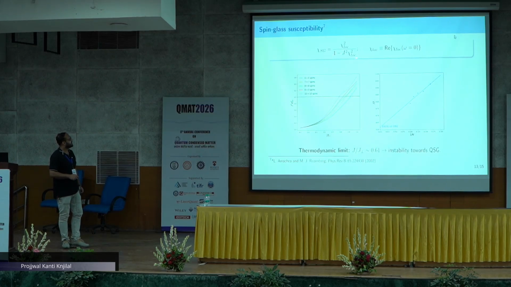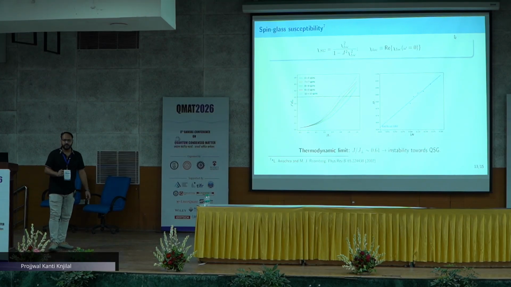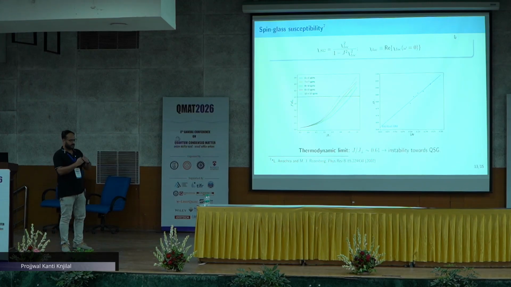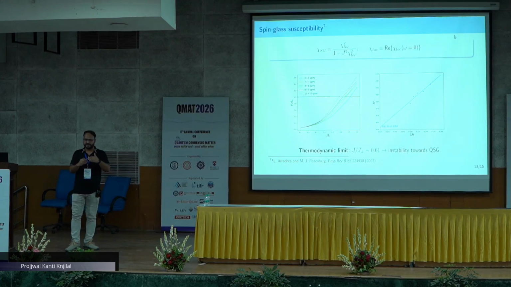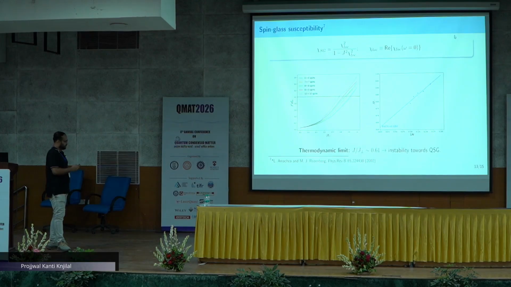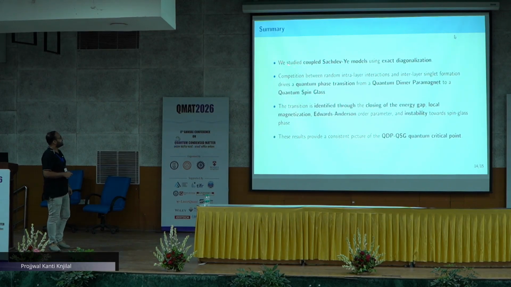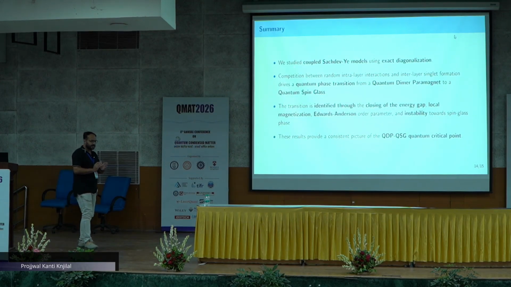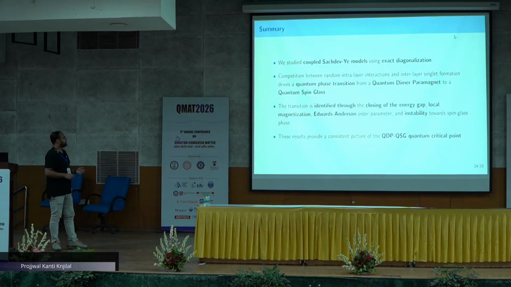You can see that if this denominator goes to 0, then there is an instability towards the spin glass phase. So we track that quantity, and doing a thermodynamic scaling, we find out that at around 0.61 roughly, there is an instability towards the spin glass phase. And yeah, so in summary, what we did to track the quantum critical point between the quantum dimer phase and the spin glass phase using exact diagonalization.